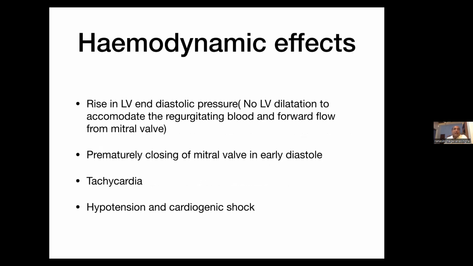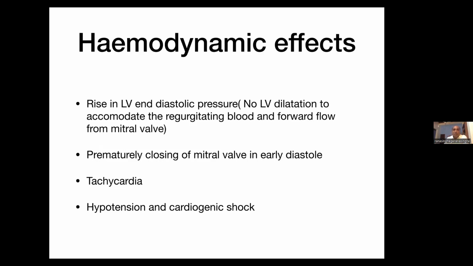This will lead to a rise in LA pressure and a rise in pulmonary venous pressure, which will lead to pulmonary edema. And also, prematurely, it can close the mitral valve in early diastole because of the regurgitant flow. The patient is tachycardic, and they go into hypotension and cardiogenic shock. So that's acute AR.